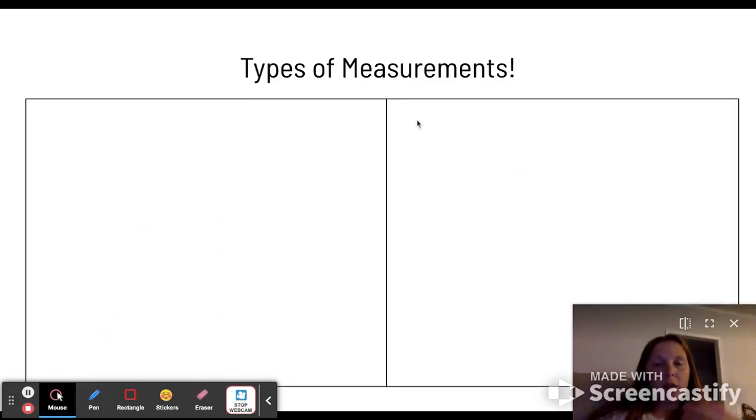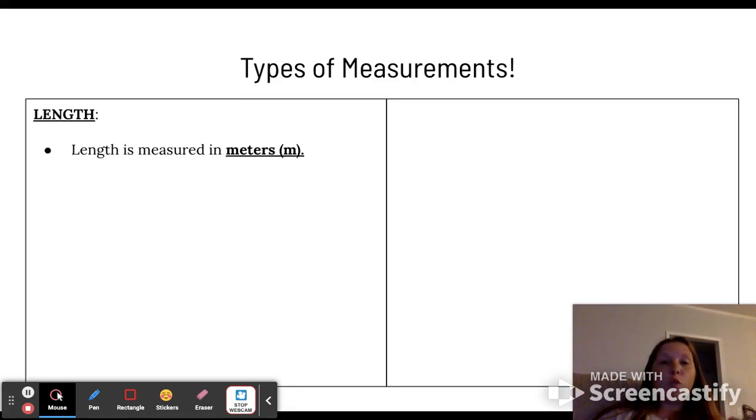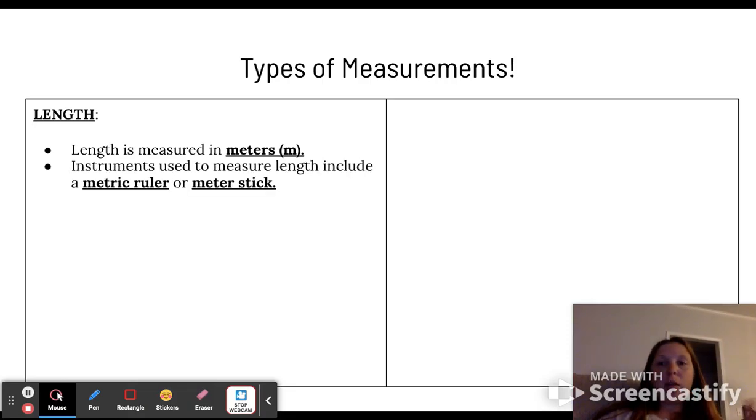So now let's talk about types of measurements that we've got. So this part I'm going to try to go through as quickly as I can. It's a lot of information, but we're going to go through it quickly. So length is one type of measurement that we have, and we measure that in meters. That's our SI unit. And we usually will use a metric ruler or a meter stick. We don't like to use a standard ruler because that's in feet, and that doesn't measure meters. So we will use meter sticks and metric rulers here.